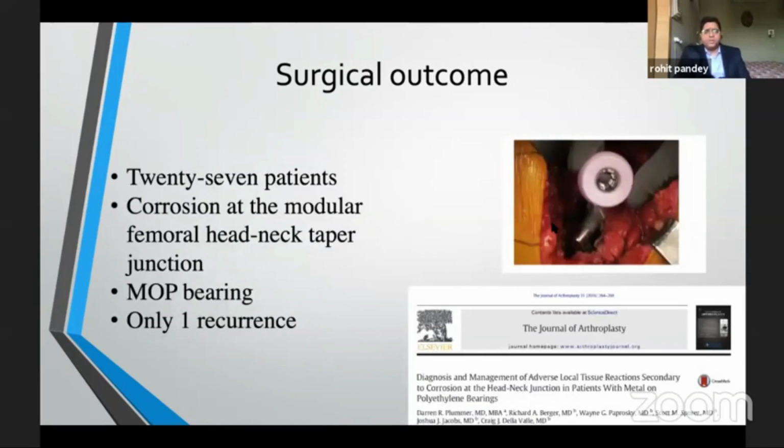This is another very good paper in which there were 27 patients. The main thing to notice here is that it was metal on poly. So in metal on poly, you can also have taperosis. That is very important. In these cases, all the cases were revised using a titanium adapter, and only one case of recurrence was there. The most important thing was that they intervened early. You cannot wait for a longer duration to get all the soft tissue damaged, and then it becomes a very difficult job to reconstruct everything.